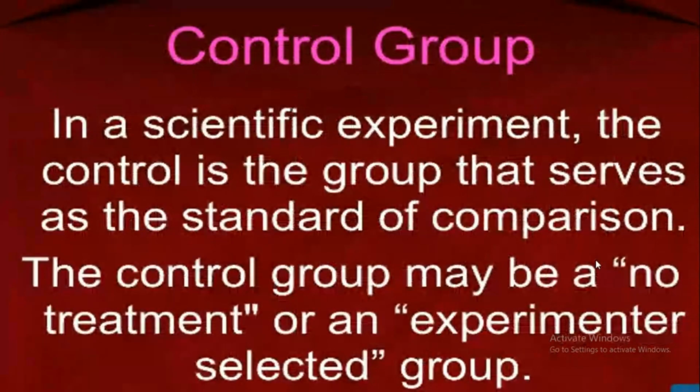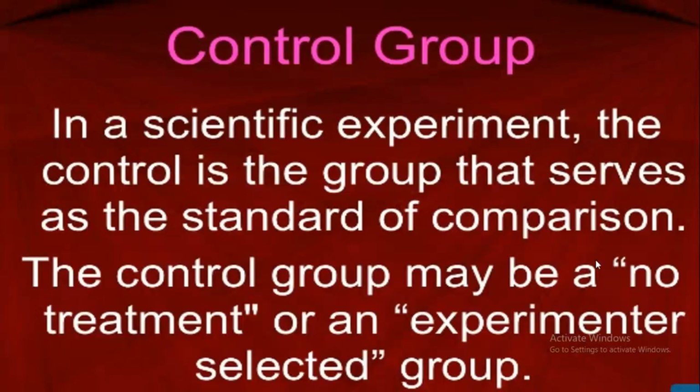Now comes the control group. In scientific experiments, the control is the group that serves as the standard of comparison. The control group may be a no-treatment or an experimenter-selected group. So basically, what is a control group in any experiment? It is the group with which we compare the other groups on which we are doing experiments. This is a group in which all the characteristics are constant, right? We are not supposed to manipulate them. We compare other groups with it to test the experiment, to see whether we are accepting or rejecting the hypothesis.